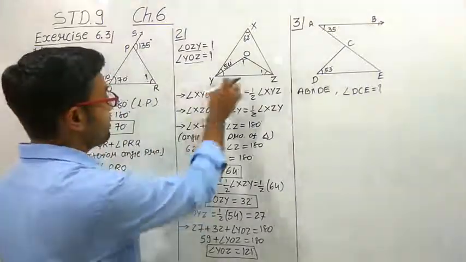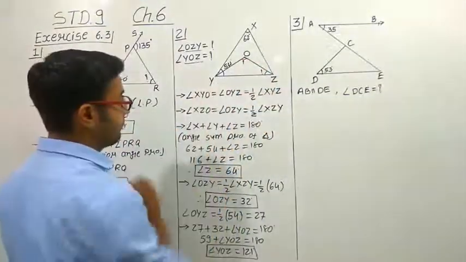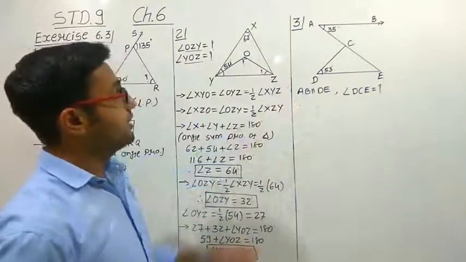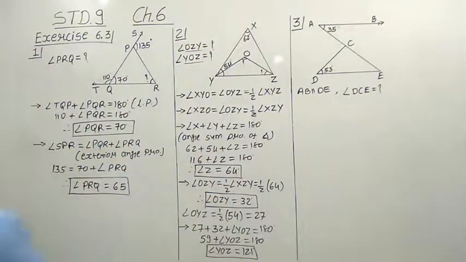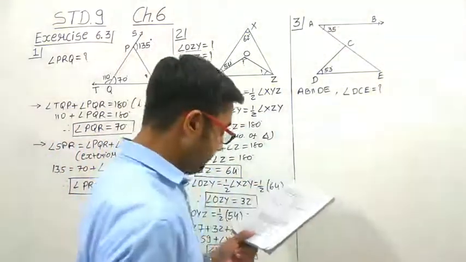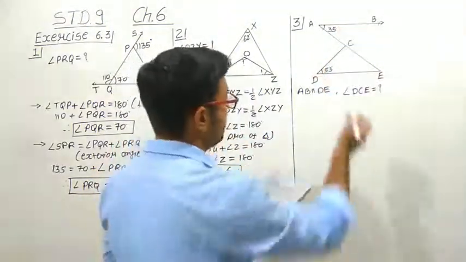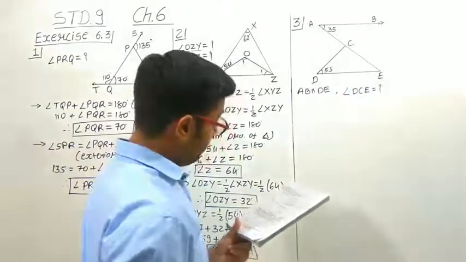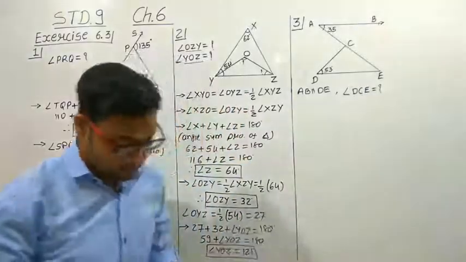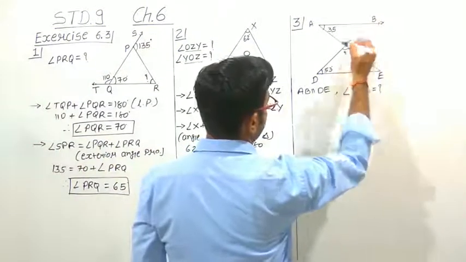See how we can use this angle bisector to find the value of OYZ and OZY, and then we apply the angle sum property of triangle. Okay, let us study question number 3. In the given figure, AB is parallel to DE. Angle BAC is given, that is 35 degrees. Angle CDE is given, that is 53 degrees. We have to find the angle DCE.